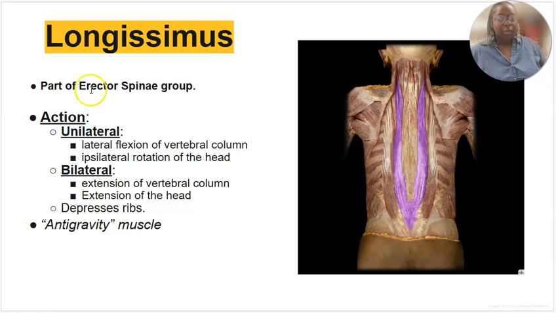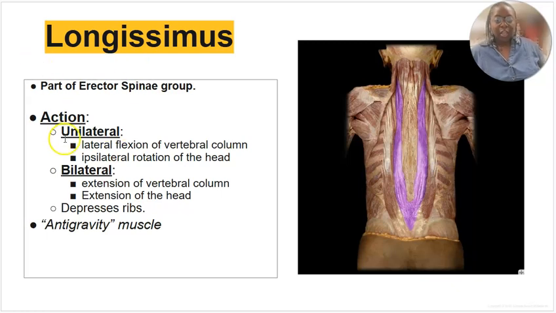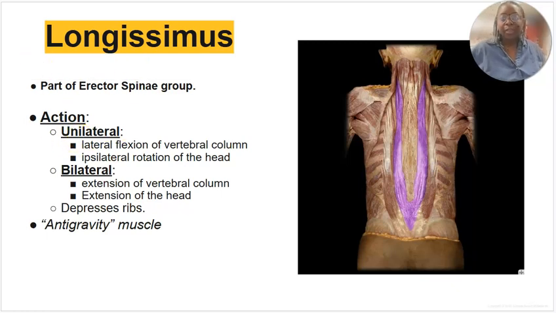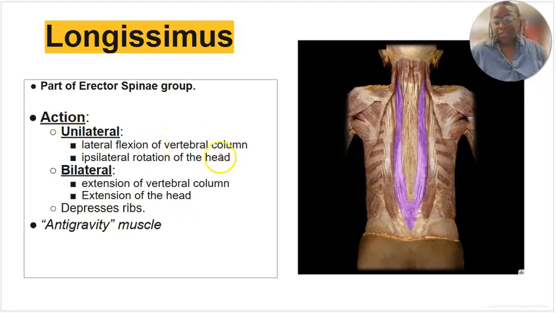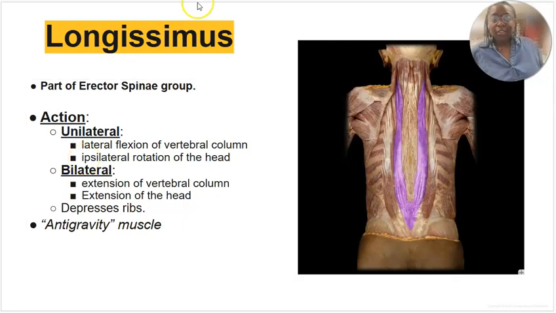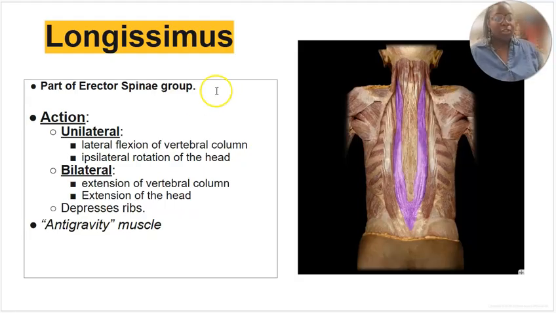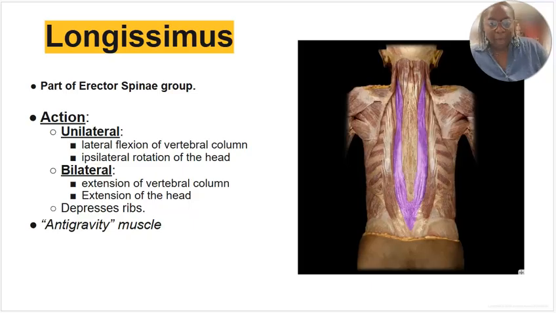Okay, and then we'll see this again for the longissimus. Unilateral actions are going to be lateral flexion of that vertebral column, as well as this new one, ipsilateral rotation of the head. So whatever side is contracting, the head is going to be moving in that direction of the muscle. And then we have here bilateral.